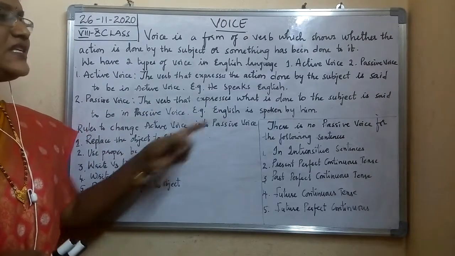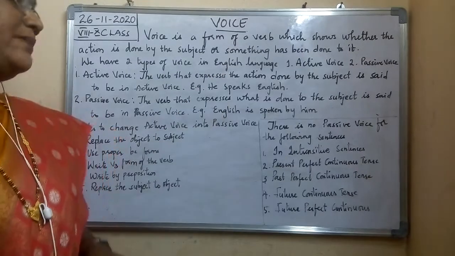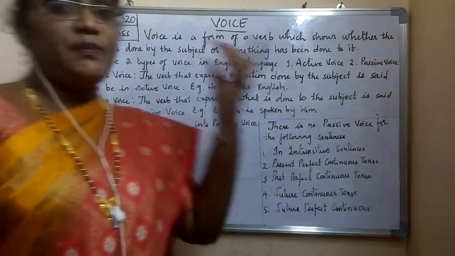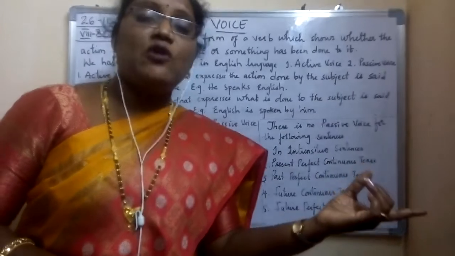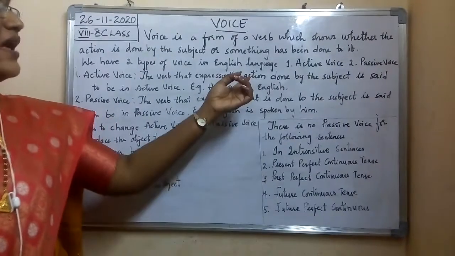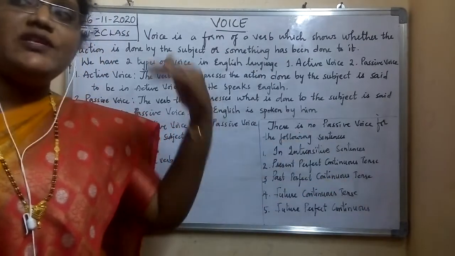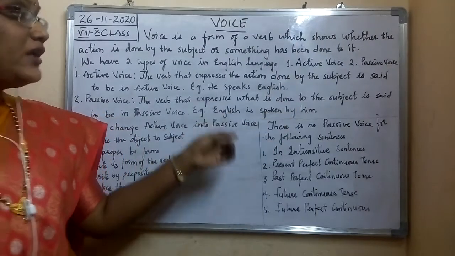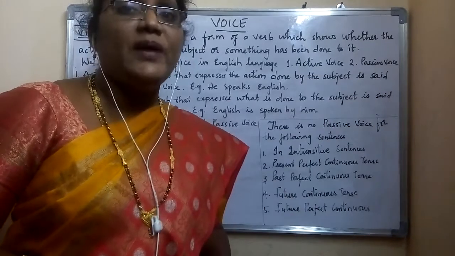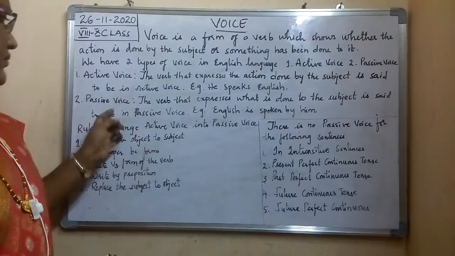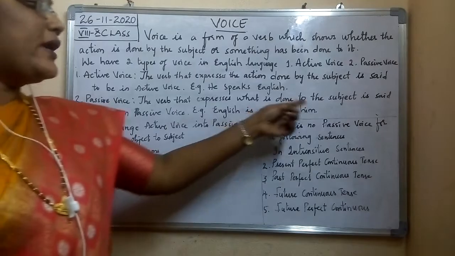Okay. Now, what is passive voice? The verb that expresses what is done to the subject. Okay, the verb that is expressing what is done to the subject is called passive voice. Here active voice means the verb that expresses the action done by the subject. Here what is done to the subject is said to be passive voice. Okay. For example, English is spoken by him.